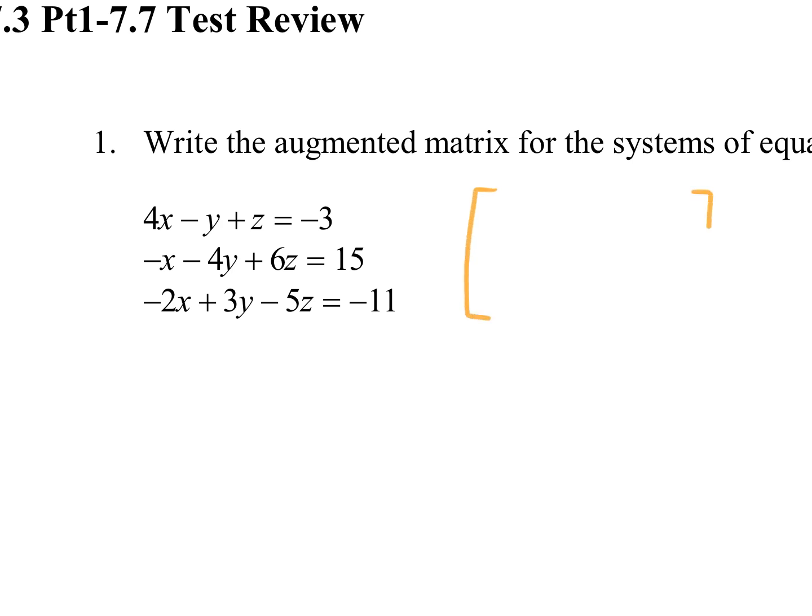Then we can write it in our augmented matrix. So we've got a column for the x's, a column for the y's, and a column for the z's. Starting with the first row, we've got 4, negative 1, 1, and then it's equal to negative 3. Second row would be negative 1, negative 4, 6, and then it's equal to 15. And then third row would be negative 2, 3, negative 5, and it's equal to negative 11. So just make sure that when you're copying down each row that it goes x, y, z. It's in order. Some of the questions on the quiz had the numbers flipped and people did not notice. So make sure you pay attention to that.